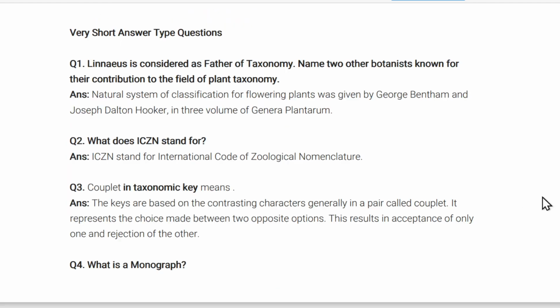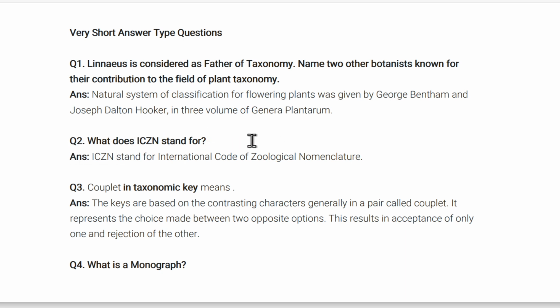Very short answer type questions. Question number 1. Linnaeus is considered as father of taxonomy. Name two other botanists known for their contribution to the field of plant taxonomy. Answer. Natural system of classification of flowering plants was given by George Bentham and Joseph Dalton Hooker in 3 volumes of Genera Plantarum.